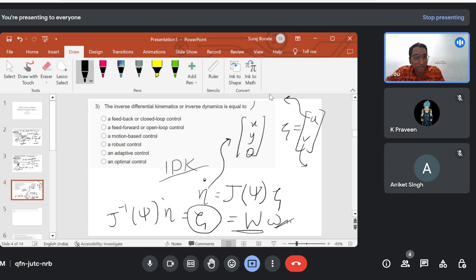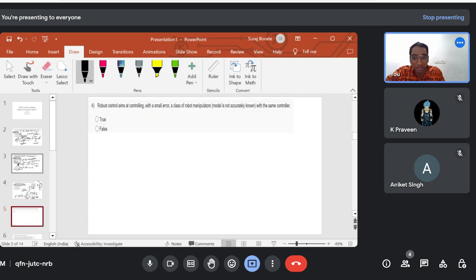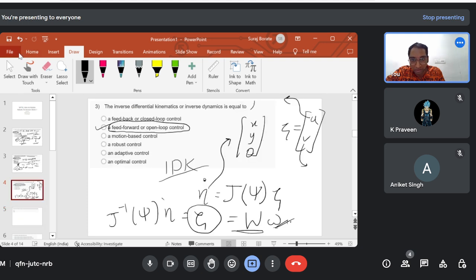So inverse kinematics or inverse dynamics is equal to the feed forward or open loop control, right? Okay, so let me explain the terms feed forward and open loop, for those who don't have any background in control. So what is the meaning of feed forward? Let me add one slide over here so that we can have space to write.